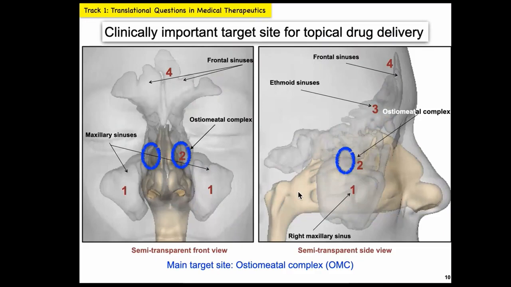is called the ostiomeatal complex, or OMC. So OMC is the zone where all the sinus cavities drain their fluids into, and it is also the main airflow exchange corridor in the nasal passage. So if you can send more drugs to that region, chances are more drugs would percolate into the sinus chambers. So that is going to be our target site for improving the performance of nasal sprays.